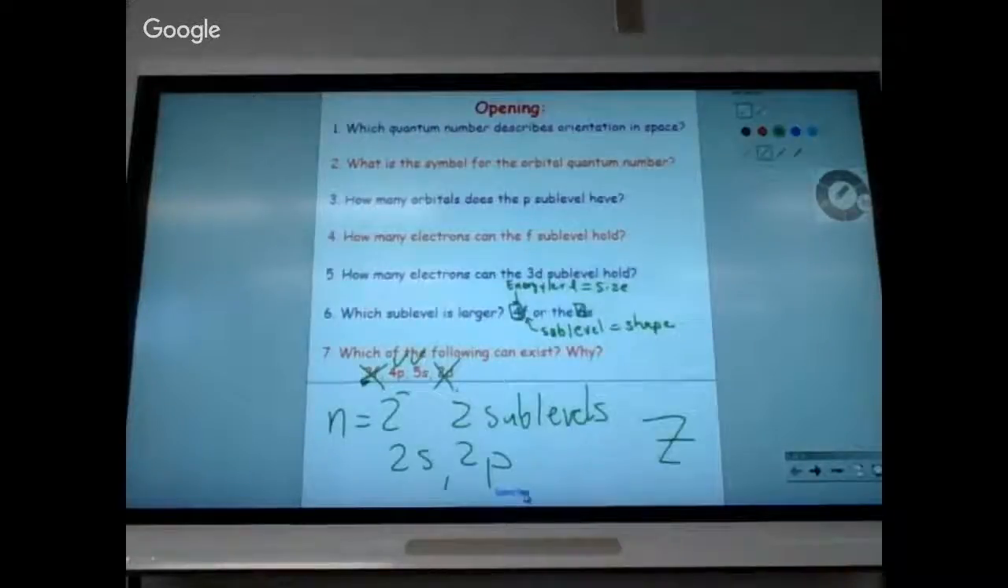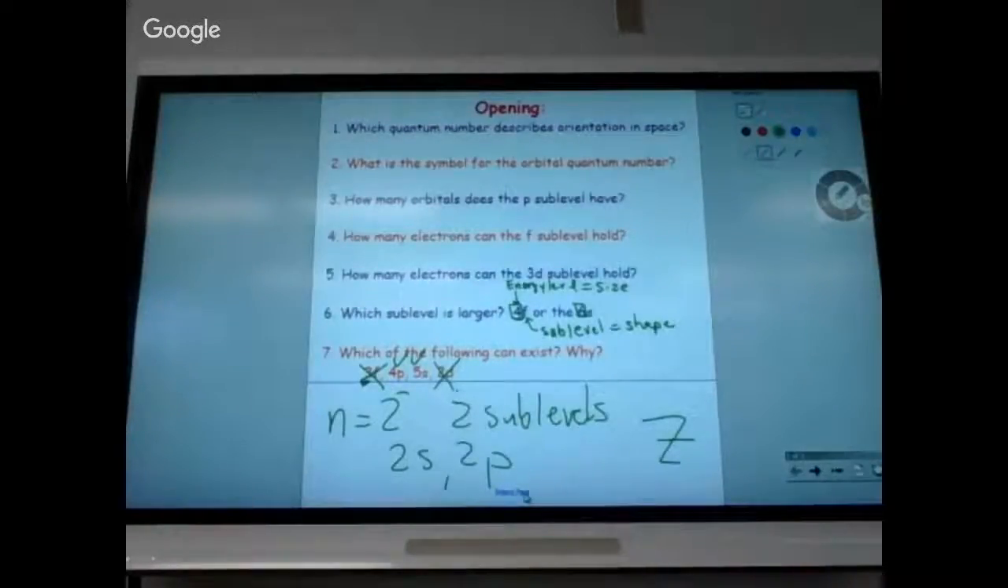All right. So number 12. How many electrons can be in a D sublevel? 10. How many electrons are in the S sublevel? 2. In the P sublevel? 6. Now, 15 is the only one I told you to skip, so we haven't done 16. How many electrons can be in the F sublevel? 14. How many electrons are in the N equals 2? Any ideas?